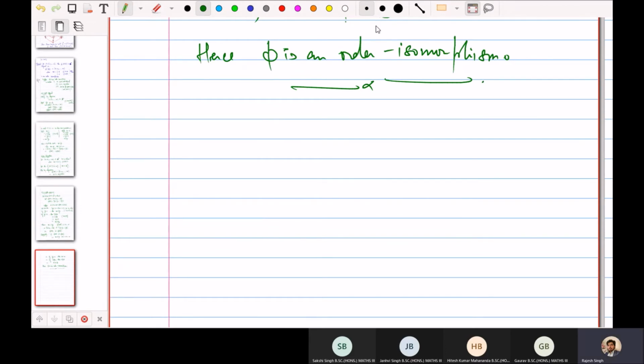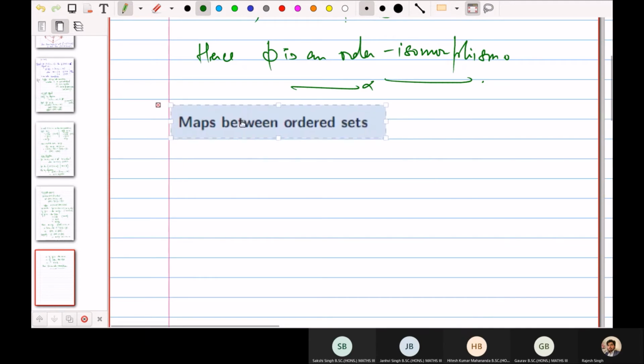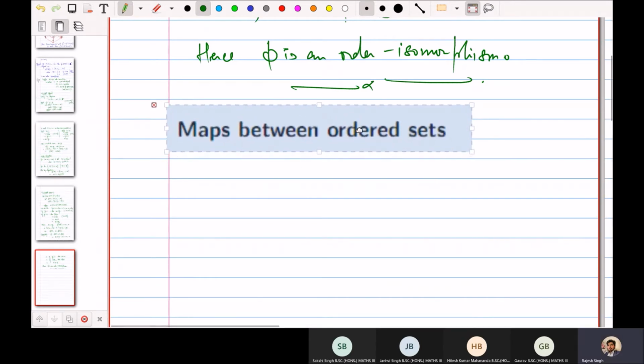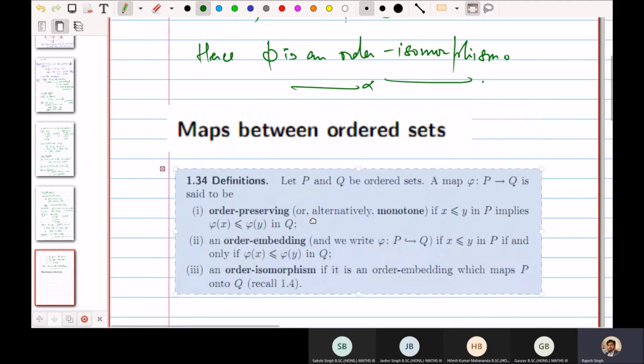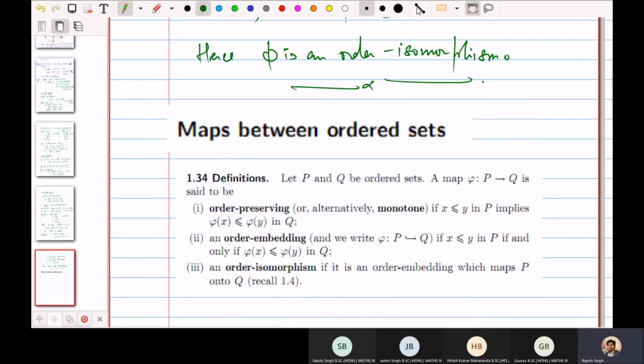Next we have this definition. If we have two ordered sets and there is a map between them, we can have three types of map. Okay? We have already seen isomorphism. So now there is order preserving and order embedding. I was avoiding using the word preserving because in many books they use it in a different way, like they are using it here.